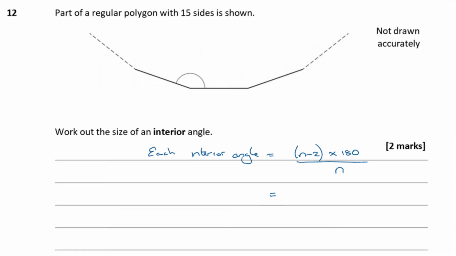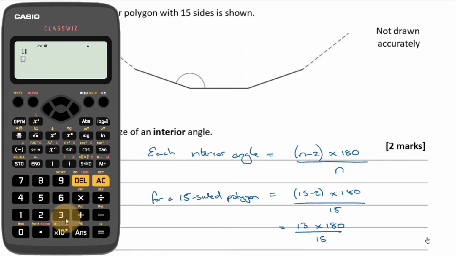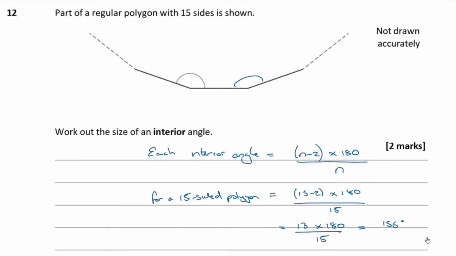So for a 15-sided polygon, n is 15, so we're going to get 15 minus 2 times 180 over 15, or in other words, 13 times 180 over 15. What's that then? 13 times 180 divided by 15. That comes out to be 156 degrees. Doesn't it look about right? Well, it's almost a straight line, this one, isn't it? So it should be getting that way.